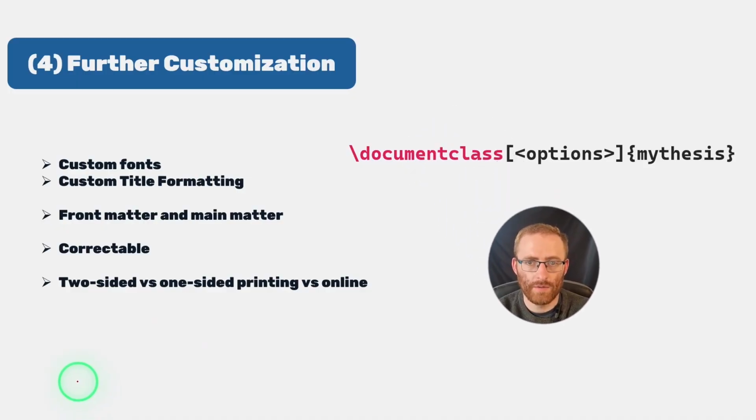Now, the next thing we'll look at here, and the final thing which we will end up looking at as well, is how can we modify our thesis to generate a version which is suitable for two-sided printing, as well as one-sided printing, as well as one that's suitable for online publication. And the difference here is just in the page margins.